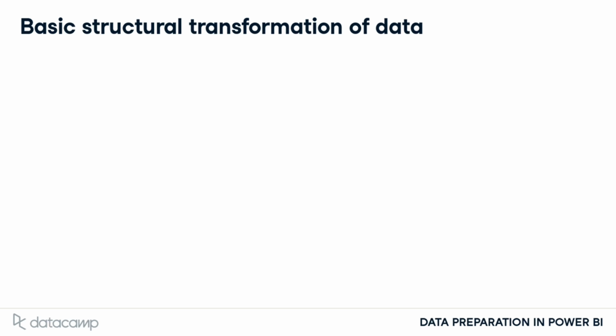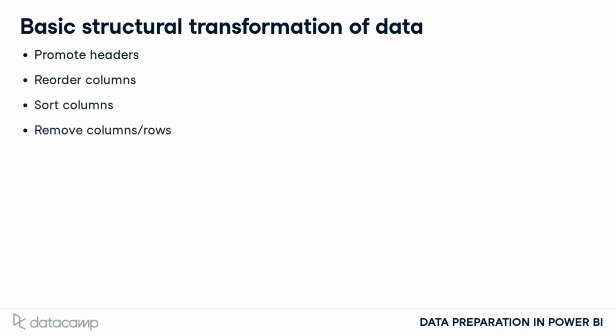Transforming our data structure means we won't change the data stored in our tables, only how it is organized. An example of this is promoting headers, which means to make the first row of data into column headers. This can be very useful with Excel files. We can also change the order and sort our columns, as well as remove any redundant columns or rows from our data. Finally, we can rename our columns to be more descriptive.